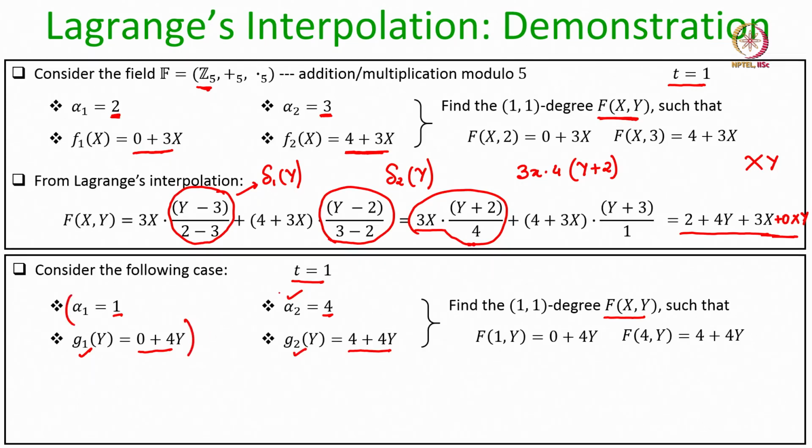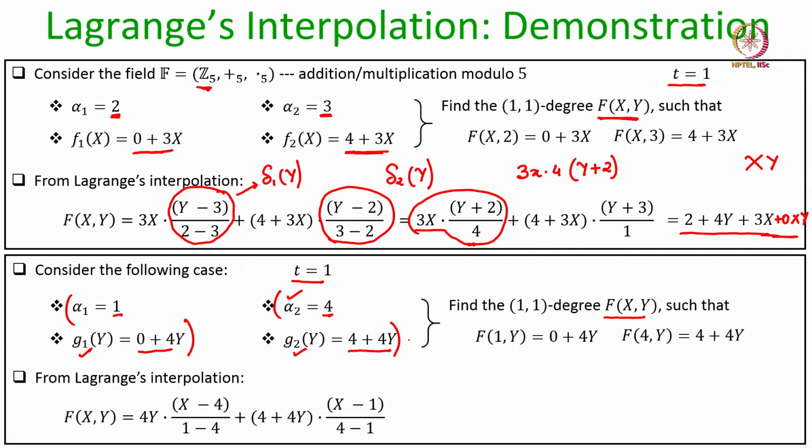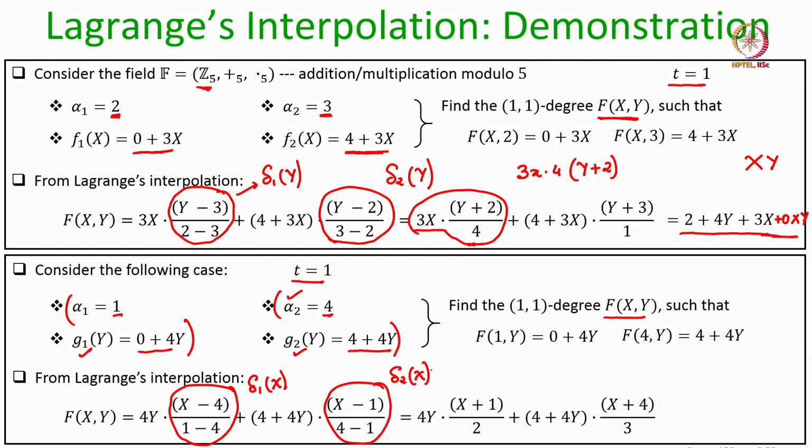Namely, I want to pass them through (alpha 1, g1y) and (alpha 2, g2y). So, now the Lagrange interpolation will be this. This one polynomial will be your delta sub 1 x polynomial, and this polynomial will be your delta sub 2 polynomial. And then if I solve further, where all the operations are considered over the field Z5, this will be the resultant bivariate polynomial.